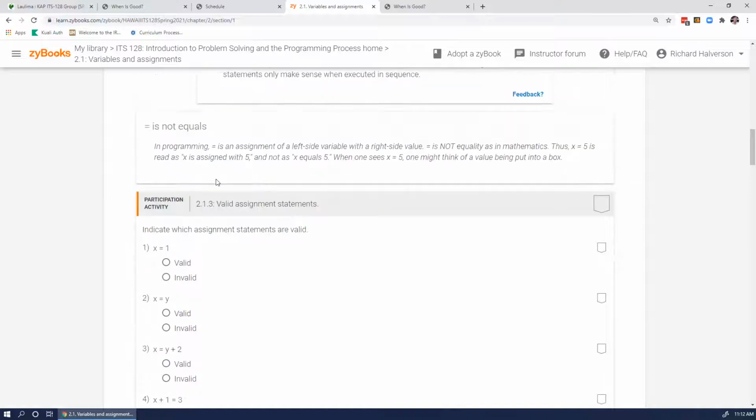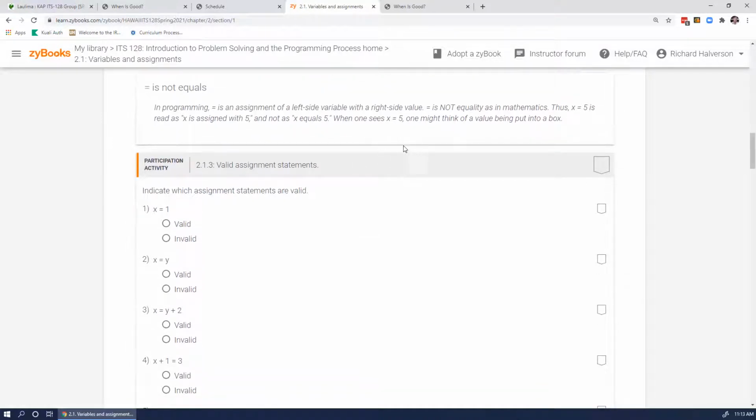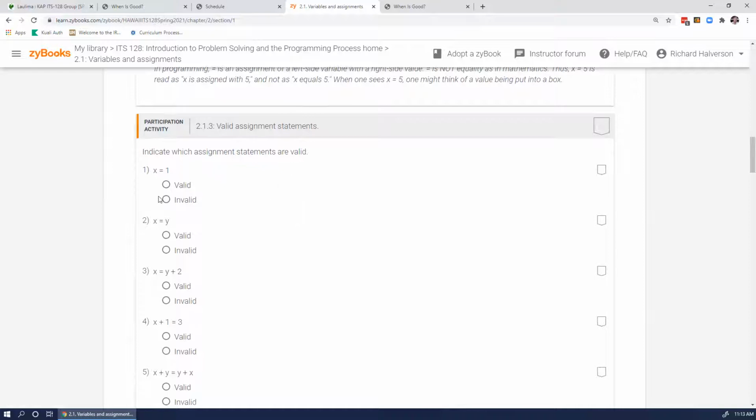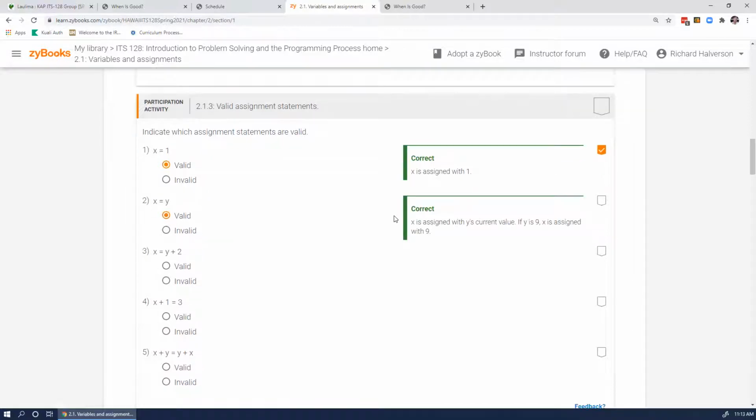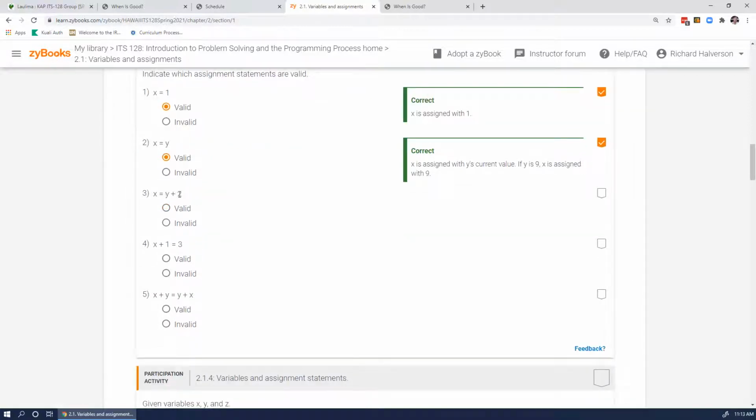And so this talks about what the equal sign is, and the equal sign is really assigning. It's compute what's on the right of the equal sign, compute whatever that is, and take that single value and pop that into the container that's identified on the left. So indicate which assignment statements are valid. Yeah, this is valid. This is valid. This takes whatever y was, adds 2 to it, assigns it to x. That's valid.